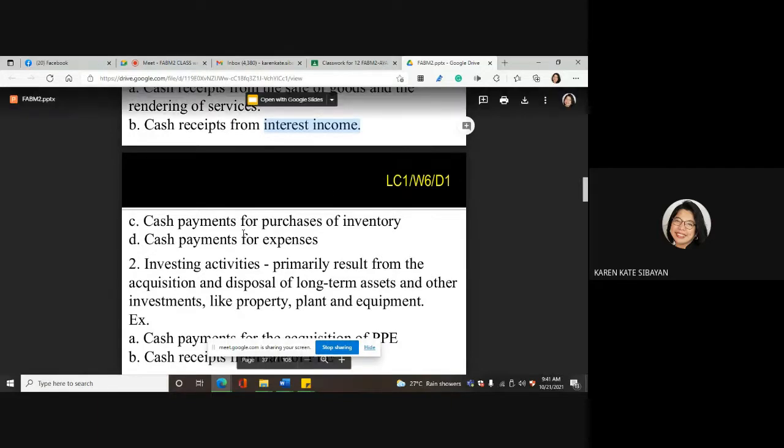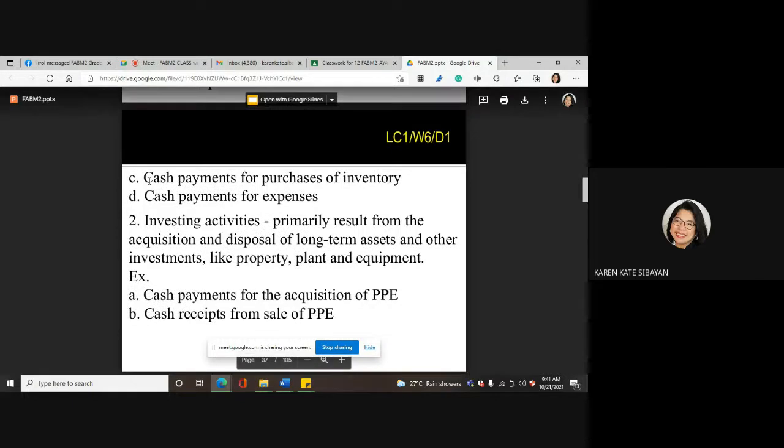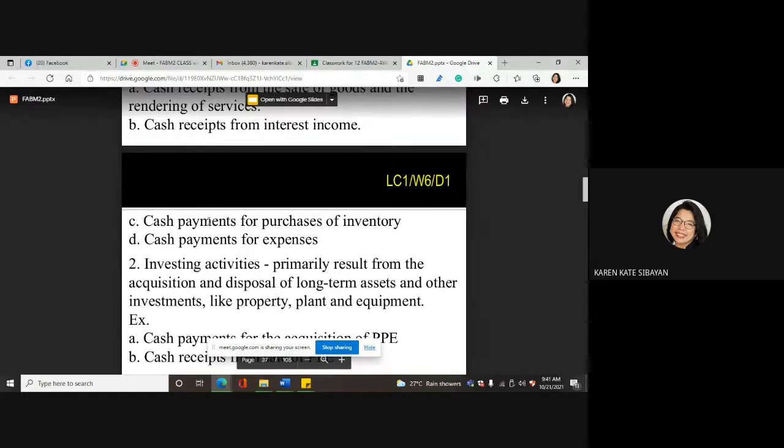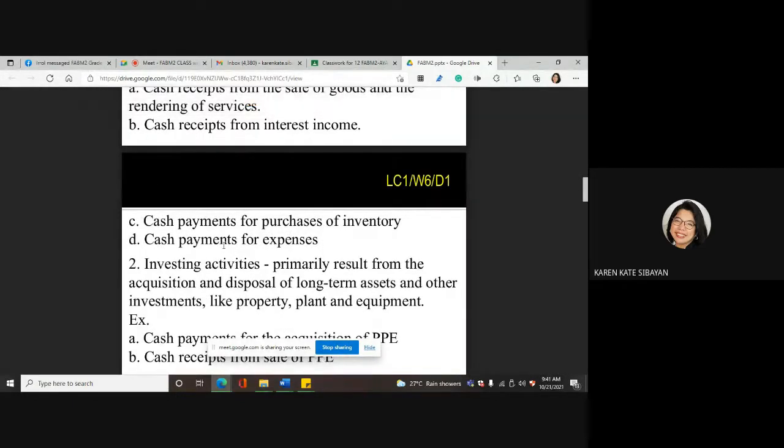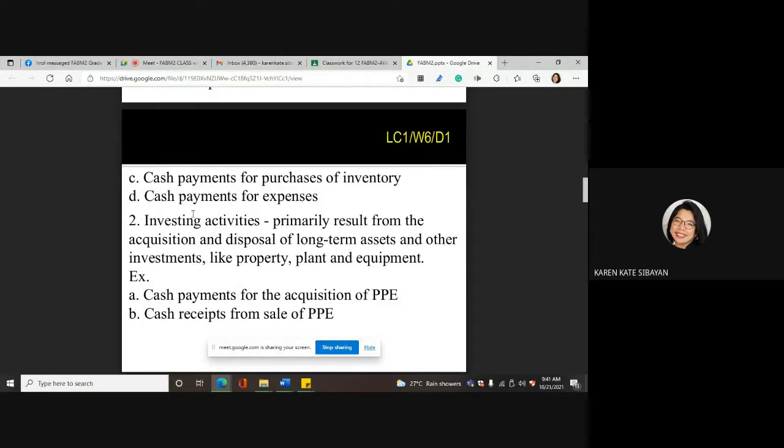How about dito, class? When you hear the word cash payments, always ang effect niyan is decrease. Okay? Decrease in cash. Nagbayad ka para makabili ng goods, at the same time nabawasan ka ng cash para makapagbayad ng mga expenses mo such as utilities or anything that you use to operate your business. Okay?